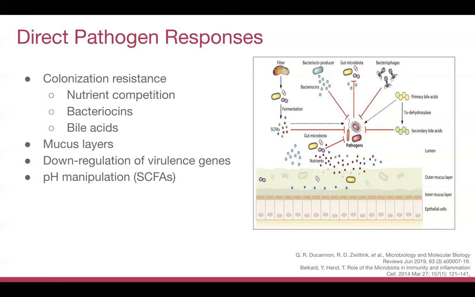And then we also have short chain fatty acids. These are produced by bacteria fermenting indigestible carbohydrates. They create a hostile environment by lowering the pH. Interestingly, they also have the ability to lower the virulence gene expression in certain microbes directly.